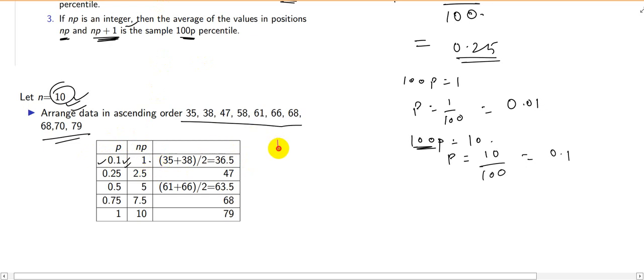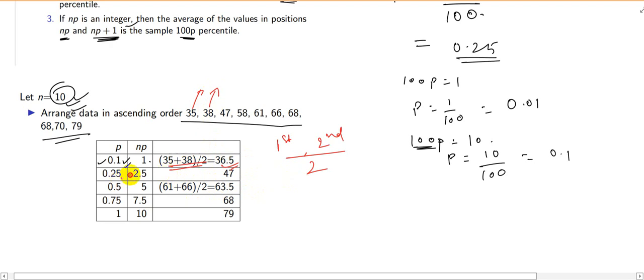That means the value at the first position and the value at np plus 1, that is the second position, will take the average of both, and that would be the value of the first percentile. So what is the first value here? It's 35 and the next is 38, and they have taken the average of both of them and found it to be 36.5, right?